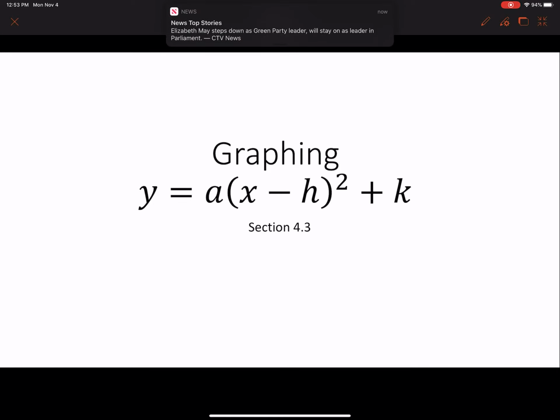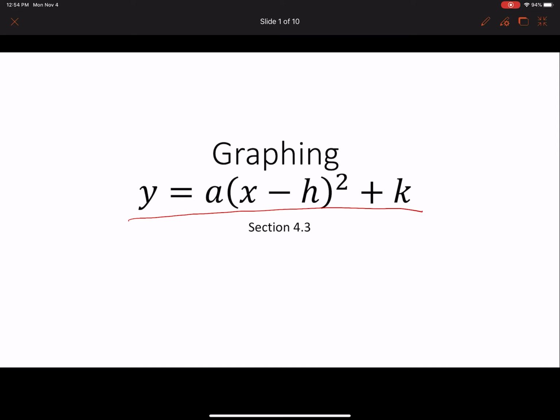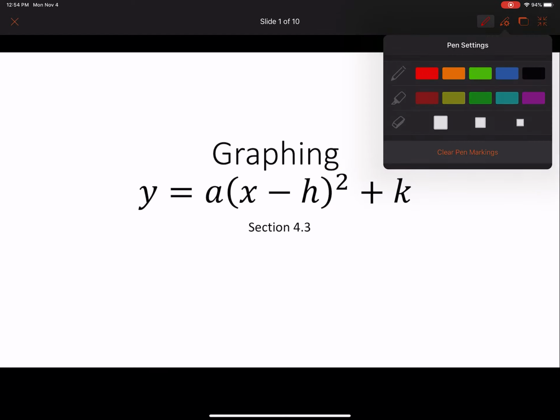Okay, today we're going to learn about graphing these quadratic equations. By the end of this lesson, we'll be able to graph this. Now, don't let all these values A, H, and K scare you. We'll describe them in detail later.